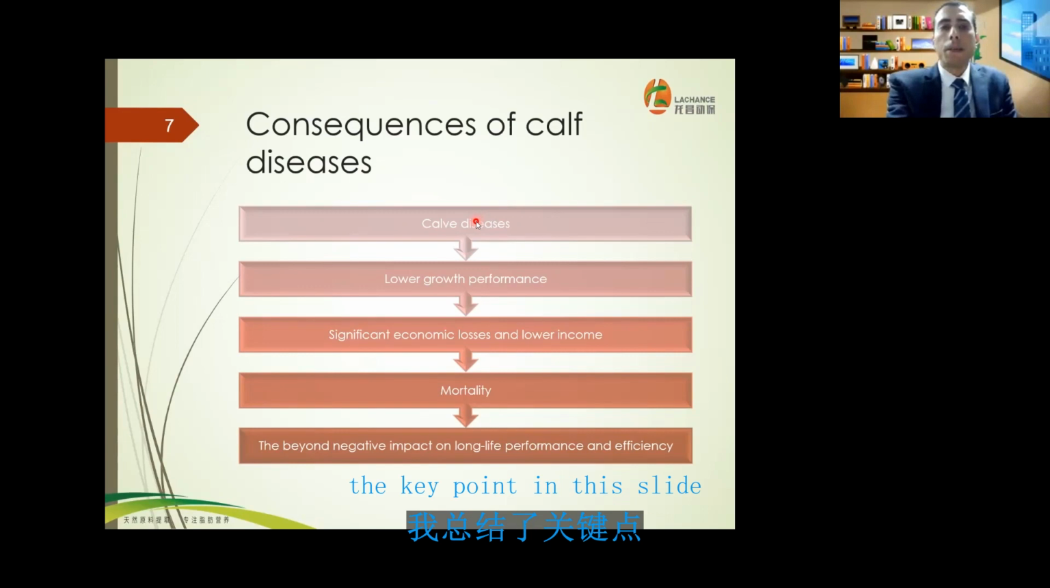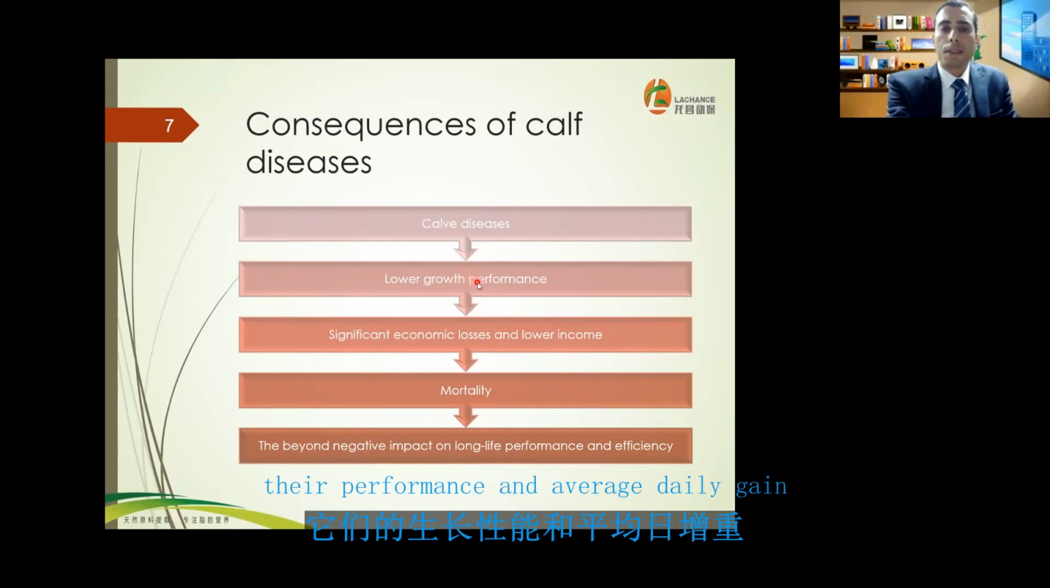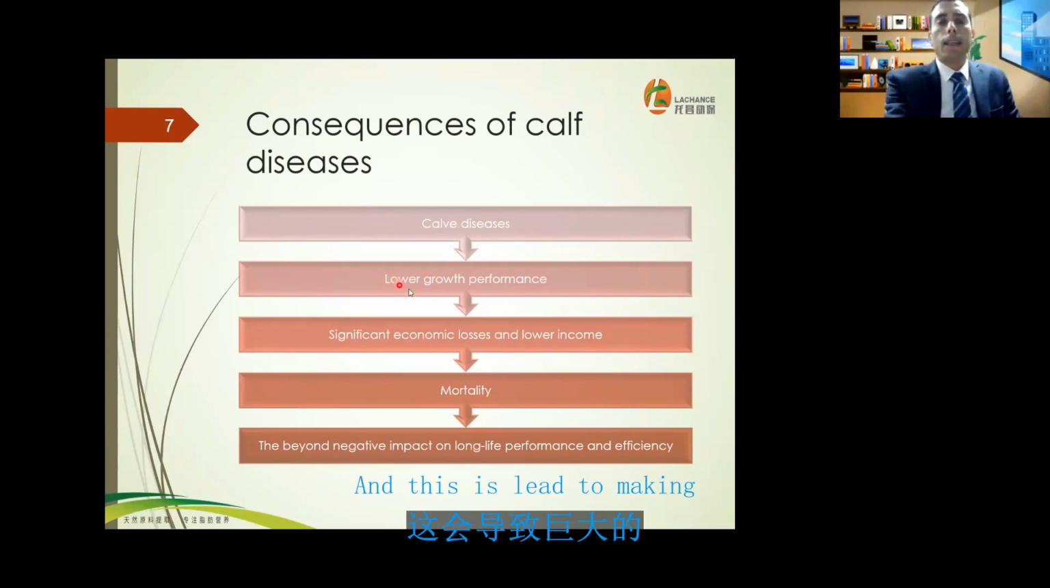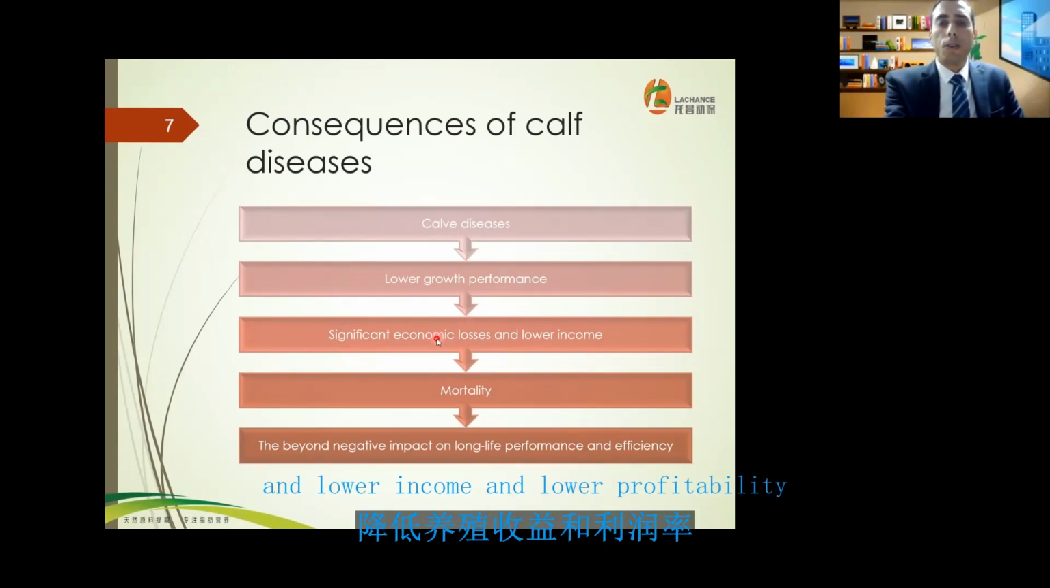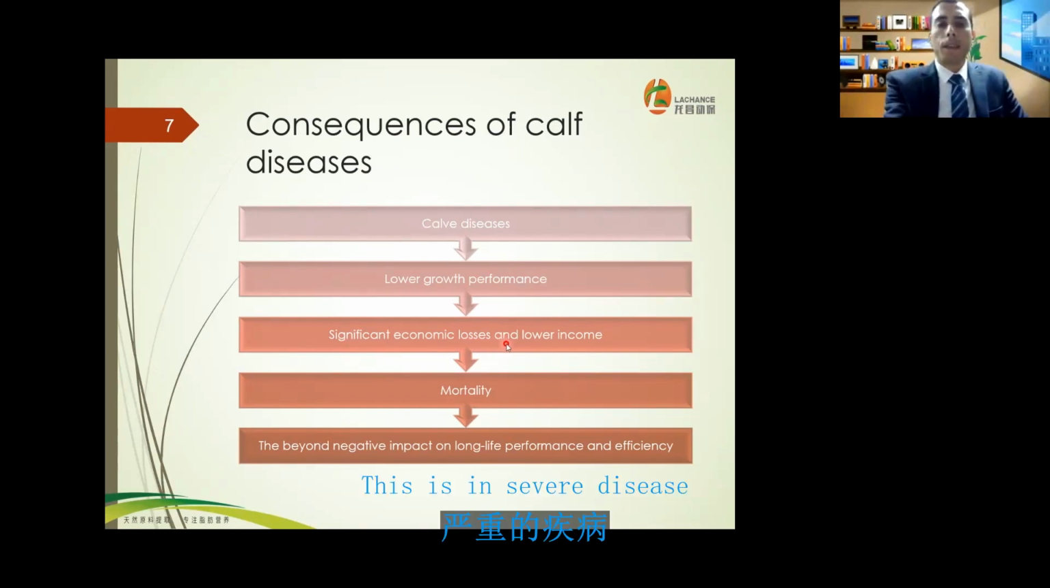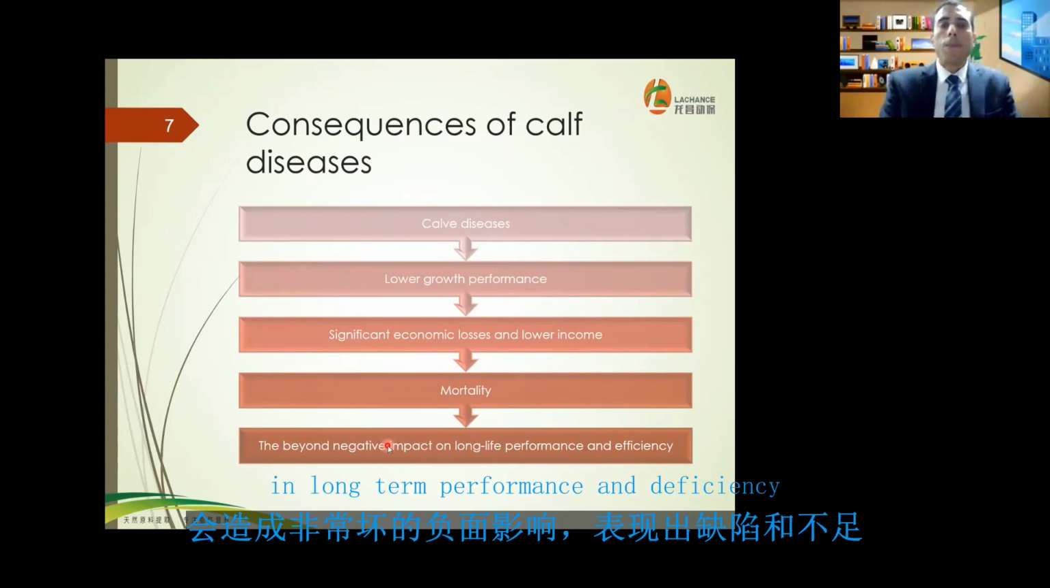I summarize the key points in this slide. You can see that when an animal has disease, this first leads to reduced growth performance and average daily gain, and this leads to significant economic losses, lower income and lower profitability, and in severe disease it leads to mortality. Even mild disease negatively impacts long-term performance and efficiency.